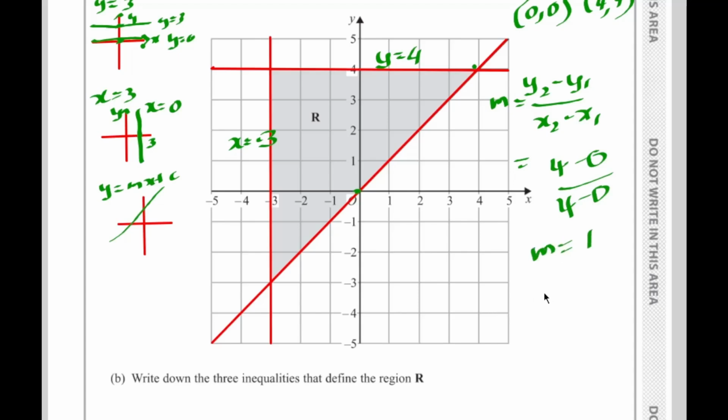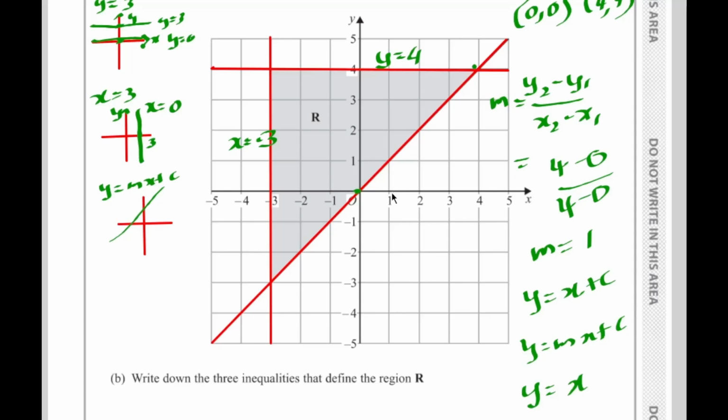Then I can form the equation in this way. Y equals x, because the standard equation is y equals mx plus c. Since m is 1, it becomes x plus c. Now c is the position where it cuts the y-axis. In this case, this line cuts the y-axis at 0. Therefore, the y-intercept becomes 0. Then this is y equals x, the equation.